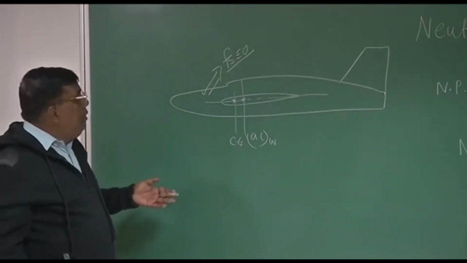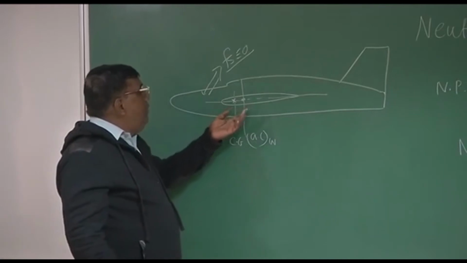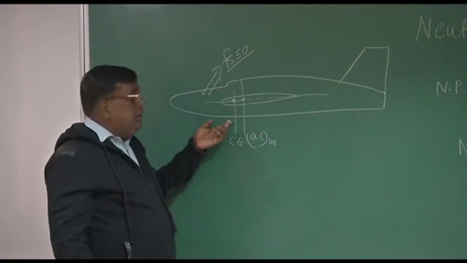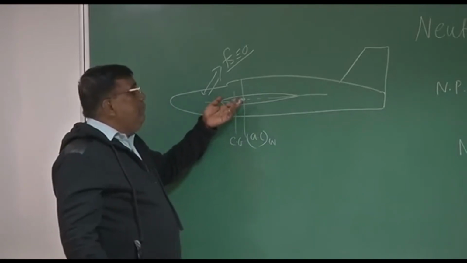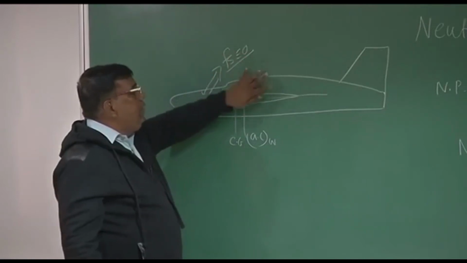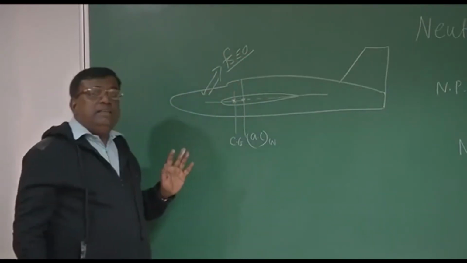But the answer is very simple. You know that the AC of the wing is behind the CG, so the wing will be giving a stabilizing component, and so the dCm by d alpha will be less than 0. Since we are neglecting the fuselage effect, we are saying this is a statically stable case.